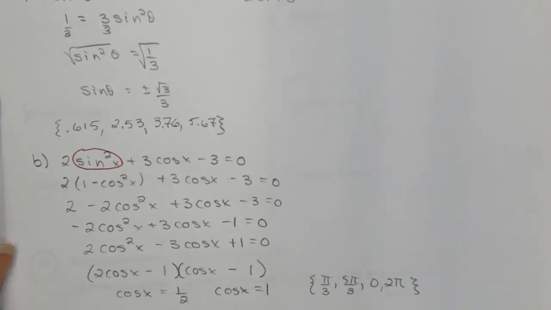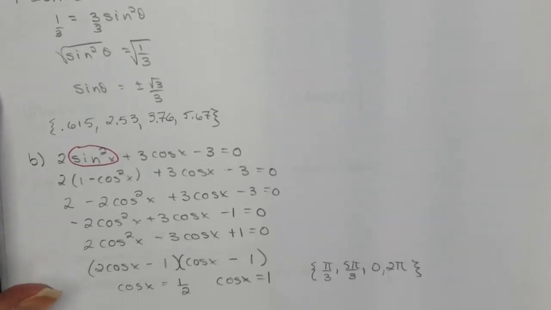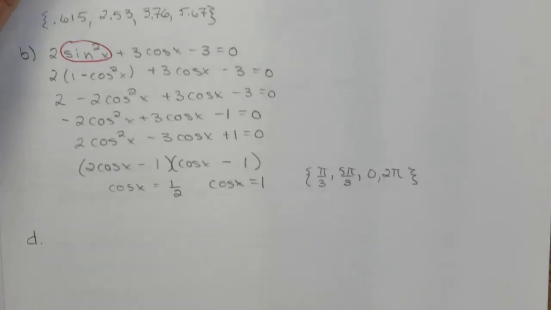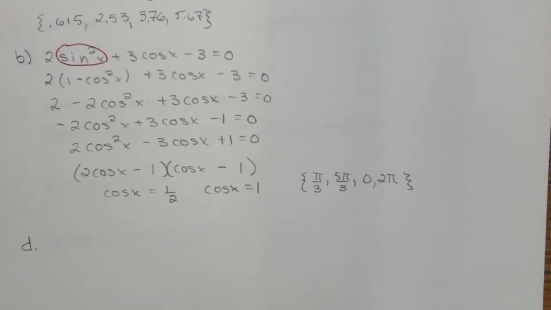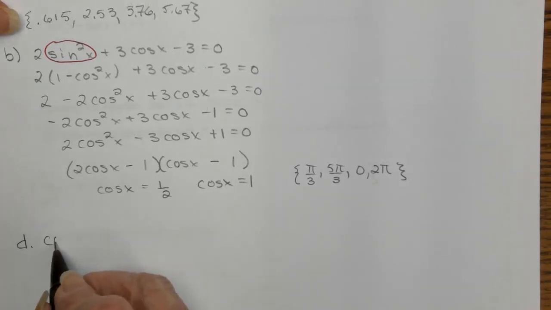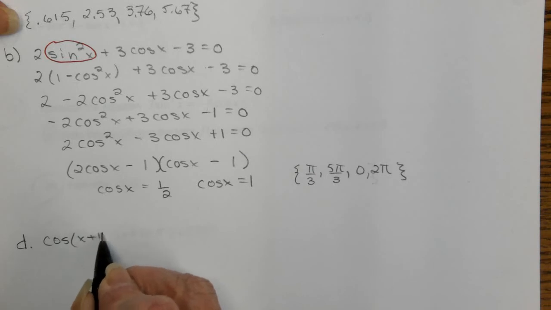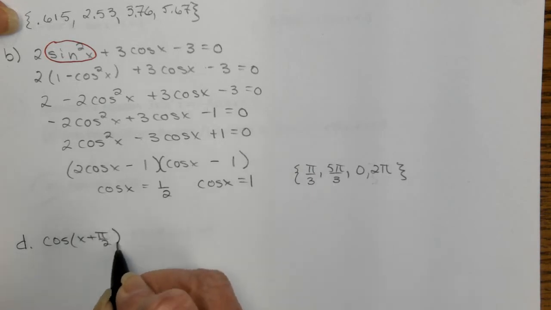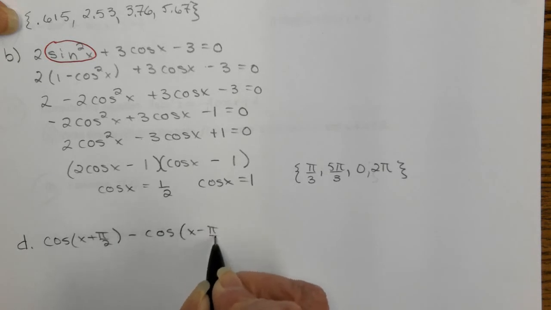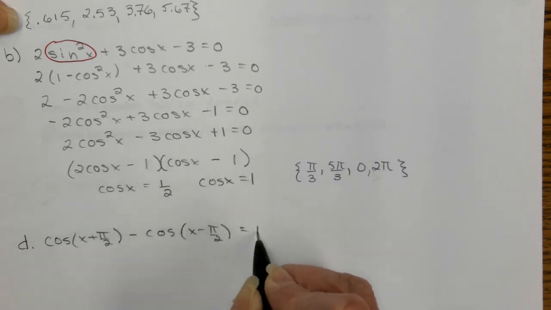Alright. Let's go to problem D. Now, problem D is cosine of x plus pi over 2 minus cosine of x minus pi over 2 is equal to 1.